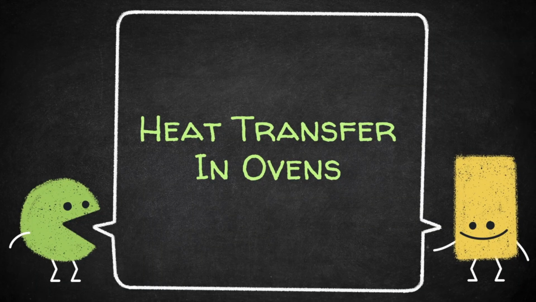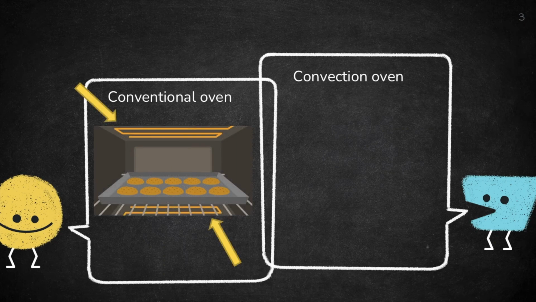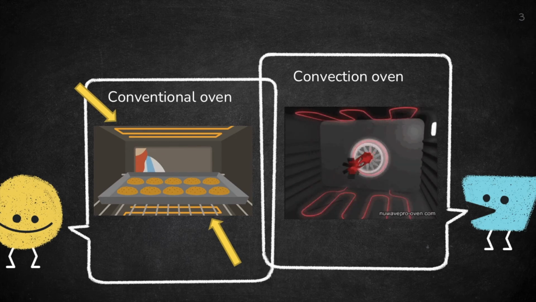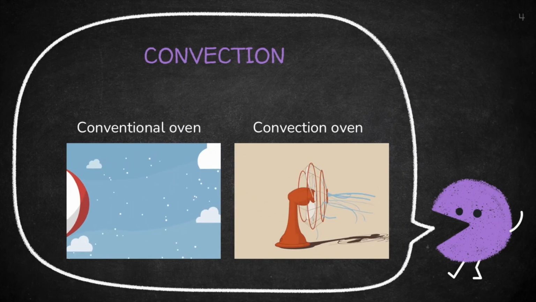Let's start by looking at an oven. Conventional ovens use heating elements to heat the air inside the oven to cook food, while convection ovens have an additional fan to circulate air. But why would this make a difference in cooking? The answer? Convection, a method of heat transfer through a fluid.